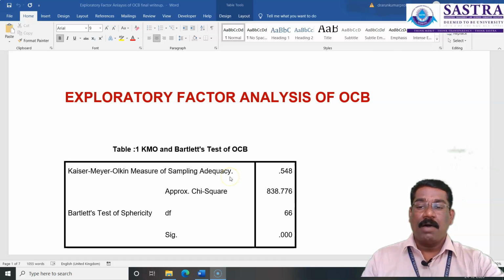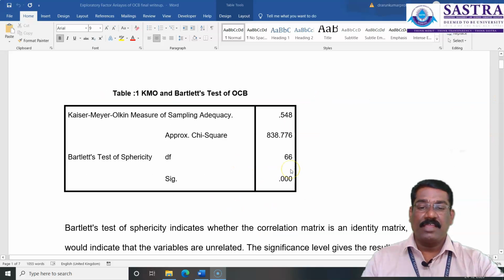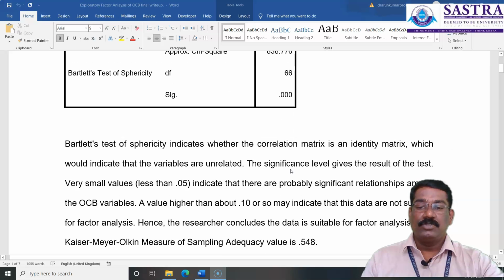And when you look at Bartlett's test of sphericity and the significance level, which is lesser than the threshold value, it means that the matrix has not attained the identity. So this is the explanation I have given here. I will read and explain it in parallel.